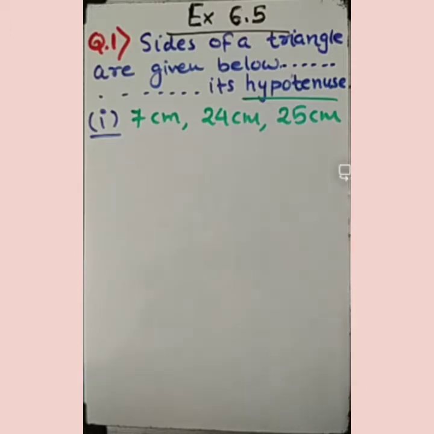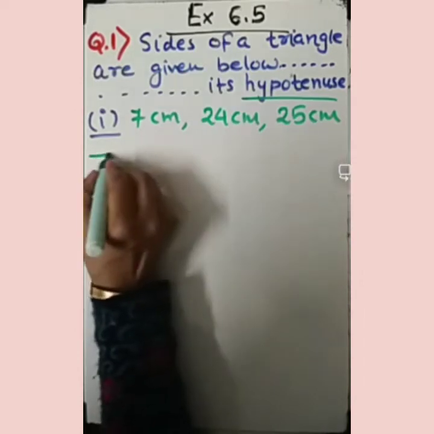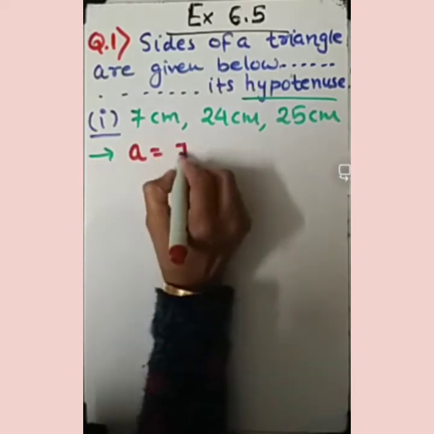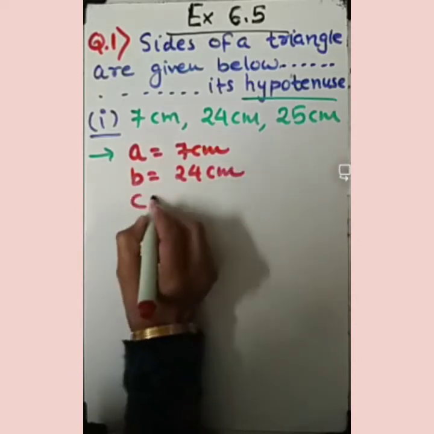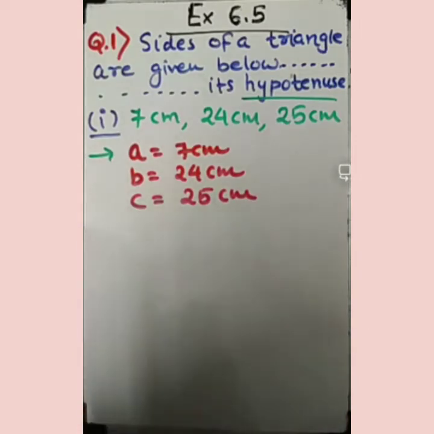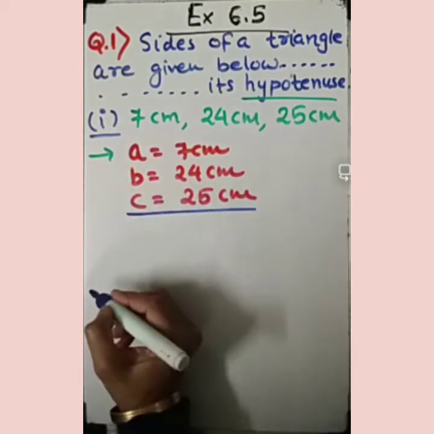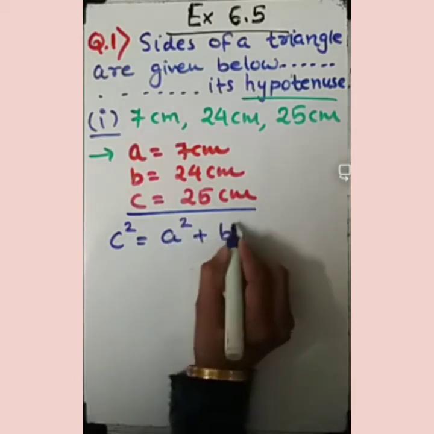Clear to you, beta? So let me take 7 centimeter, 24 centimeter and 25 centimeter. These three lengths are given. Okay, let's start. Suppose I am considering the first, A equal to 7 centimeter. Of course, B will be 24, another side, and the third side will be 25 centimeter. Now, if I ask you to use the Pythagoras theorem, then the largest side is C, 25 centimeter. So we need to write C square equal to A square plus B square.